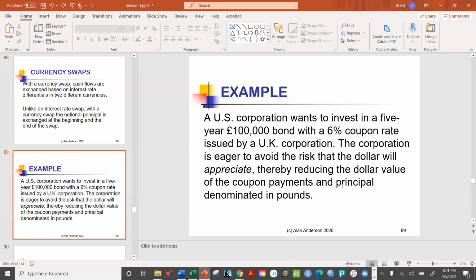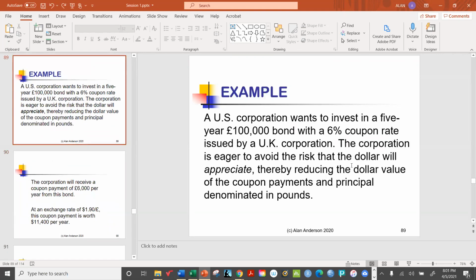All right, so here's an example. A U.S. corporation wants to invest in a 5-year, 100,000 pound bond with a 6% coupon rate issued by a UK corporation. But we do not want to bear any foreign exchange risk. In particular, if the dollar gets stronger while we own this bond, it will reduce the dollar amount of our pound payments. So we'd like to lock in a rate at which we can invest or earn our pounds.